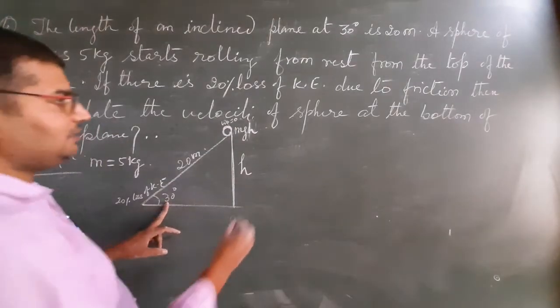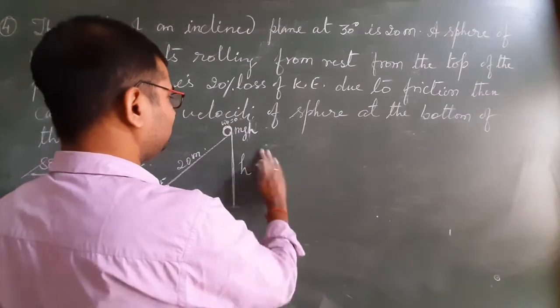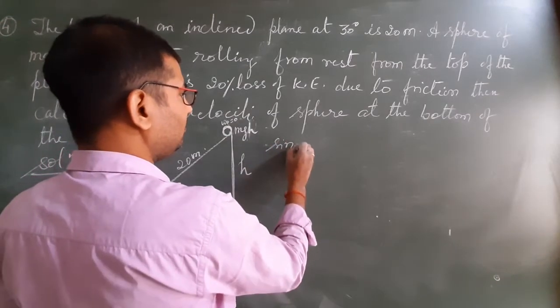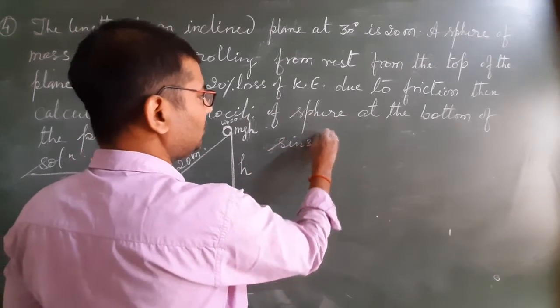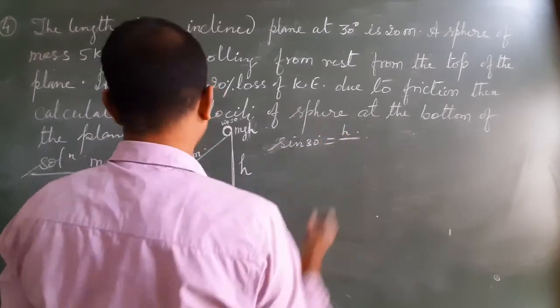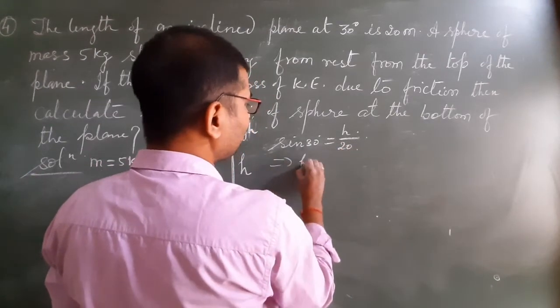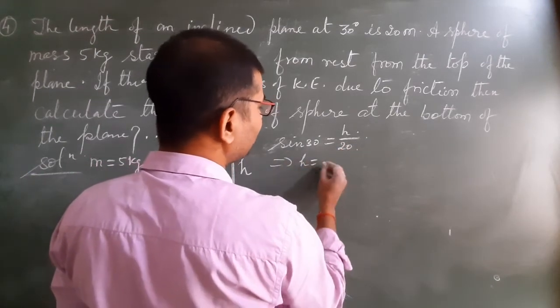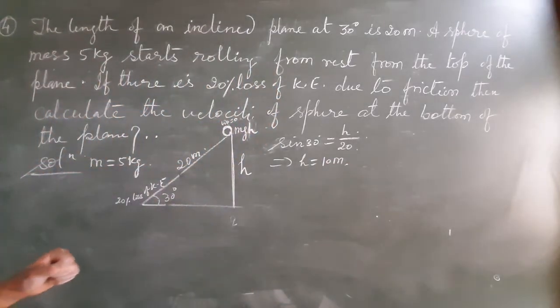In order to find the height, you have the formula sine 30 is equal to perpendicular upon hypotenuse. So h is equal to 20 into 1 by 2, which is 10. Height is 10. So what about potential energy?